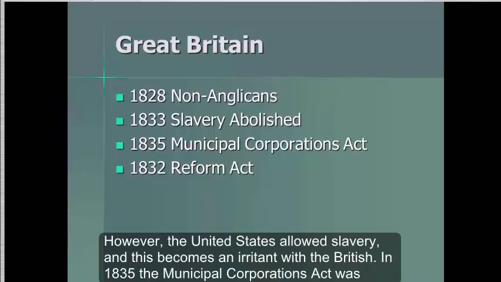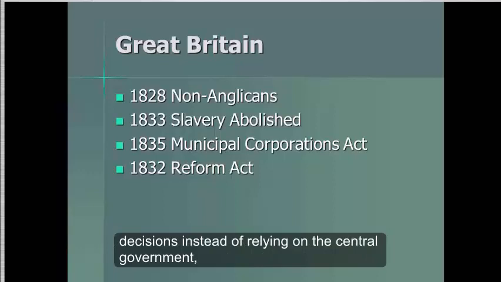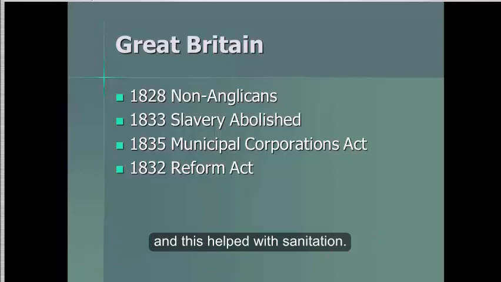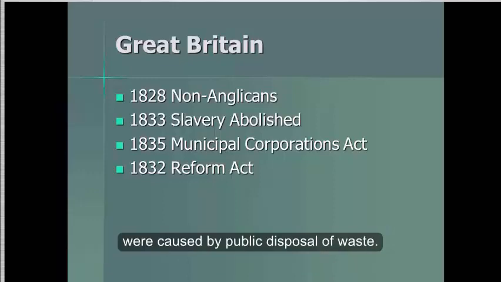In 1835, the Municipal Corporations Act was passed. This act allowed small towns to confront the problems of urban growth. They could make decisions instead of relying on the central government, and this helped with sanitation. Doctors understood that the spread of cholera and many diseases were caused by public disposal of waste.